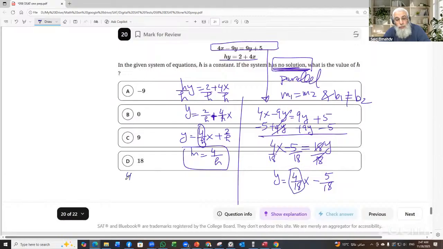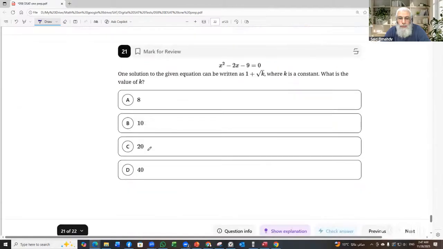So both slopes should equal each other because the system has no solution, which means the lines are parallel. So 4 over 18 is equal to 4 over h. h is equal to 18.